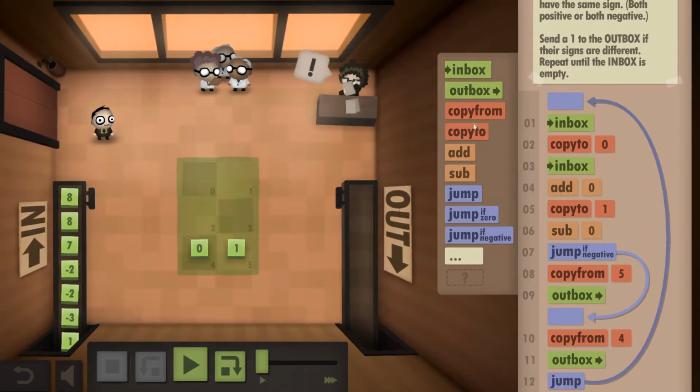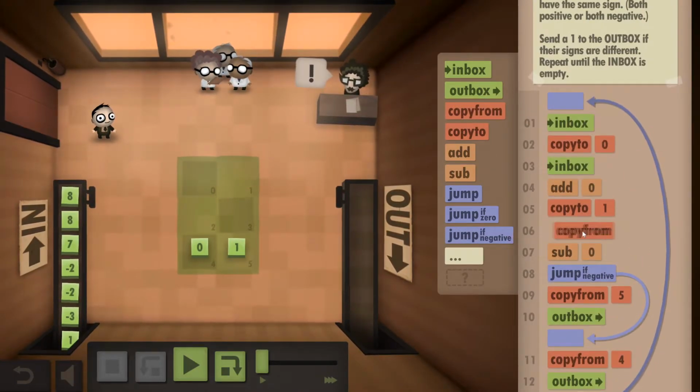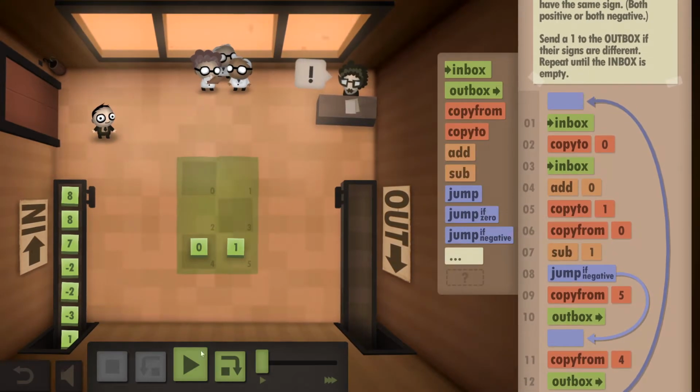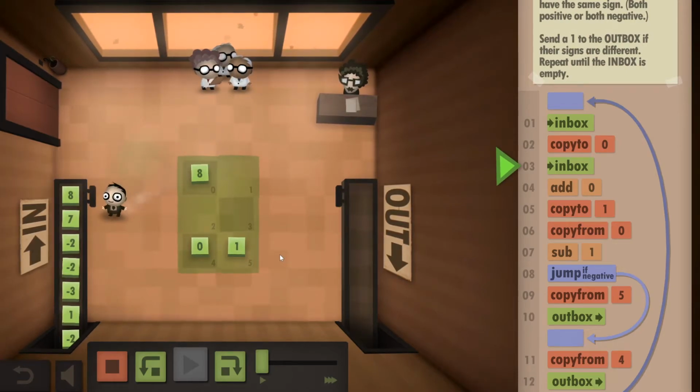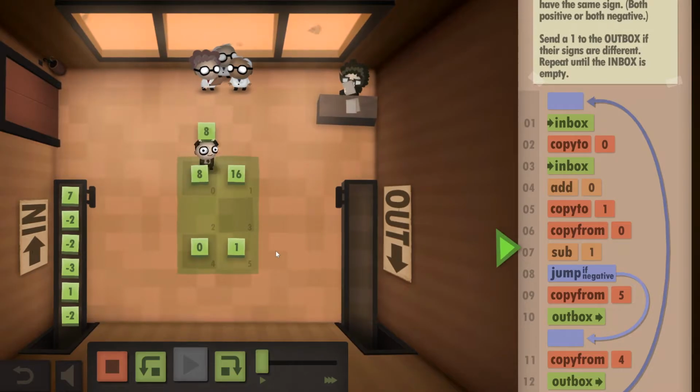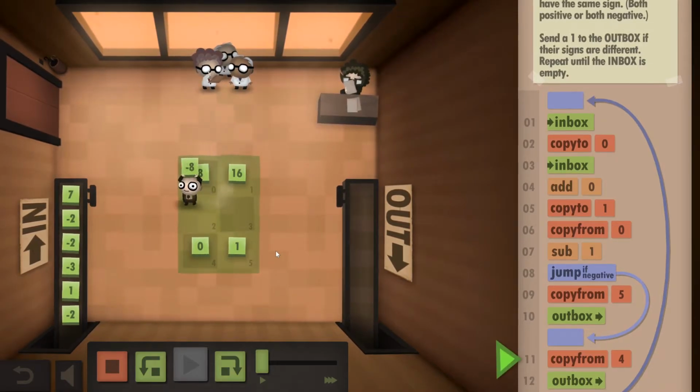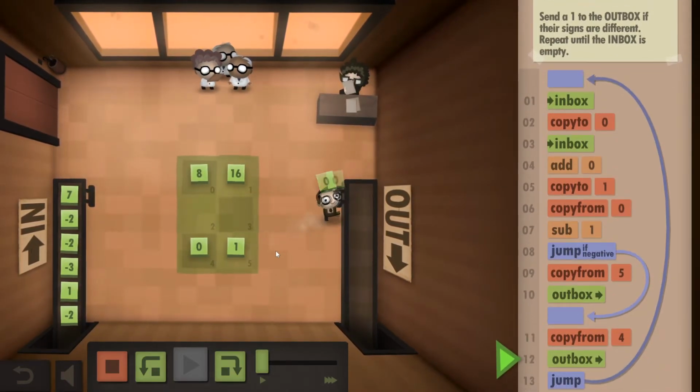Then we need to pick up what's in 0 and subtract from 1. So let's see how that works. Take the 8, store it. The 8, pick up the 8, add it together, store it there, pick up the 8, subtract that. It's negative, which means we send a 0.